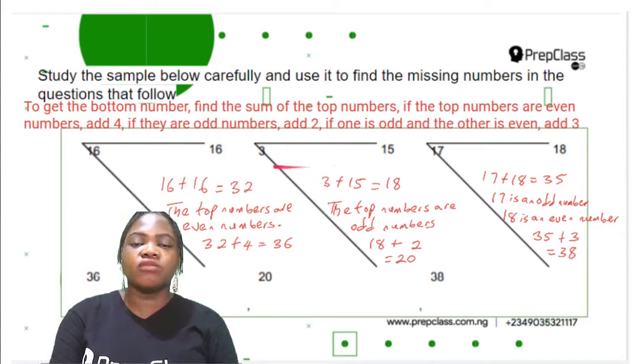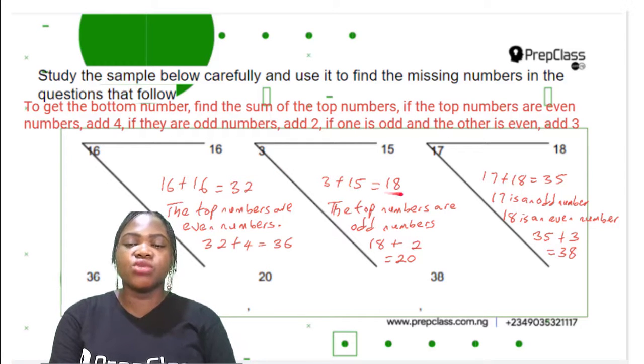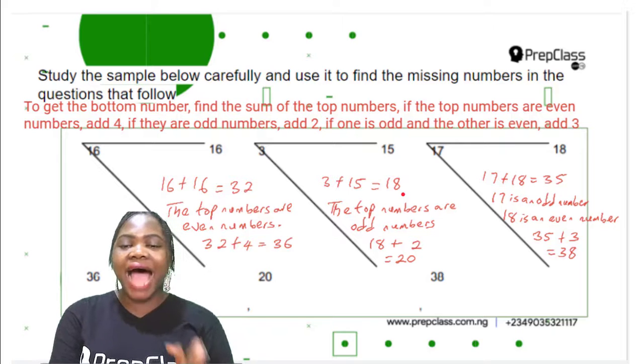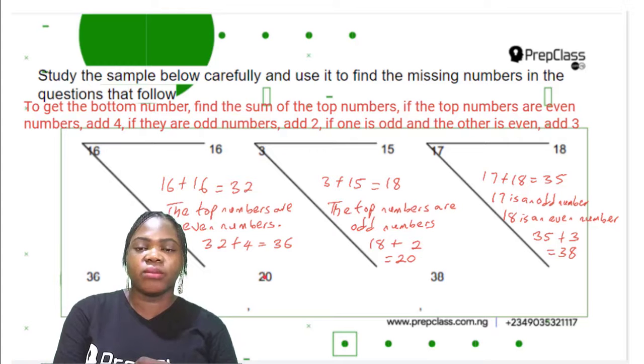So let's find the sum of these two numbers. That's 3 plus 15, which is 18. Since they are both odd numbers, what do we do? We add 2. So 18 plus 2 is 20, which is the bottom number here.